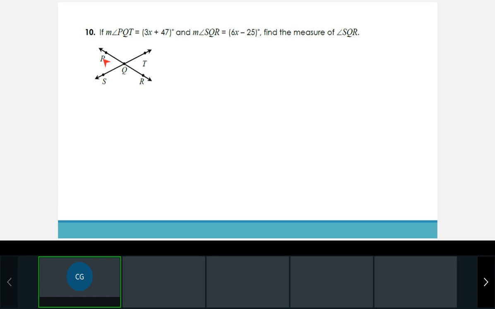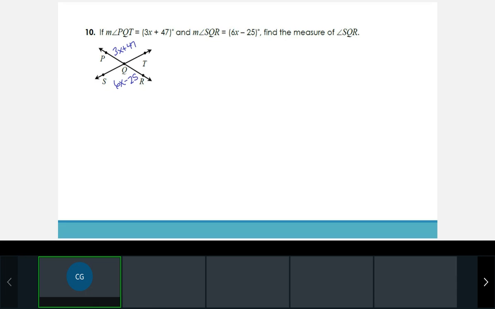So find P, find Q, find T. There's angle PQT. Put 3x plus 47. Oh, geometry involves a lot of algebra. That's why algebra is a prerequisite for it. Yeah, unfortunately. But if you need help with the algebra, that's what I'm here for. I'm here to help you. The measure of angle SQR, so find S, find Q, find R, that's 6x minus 25.